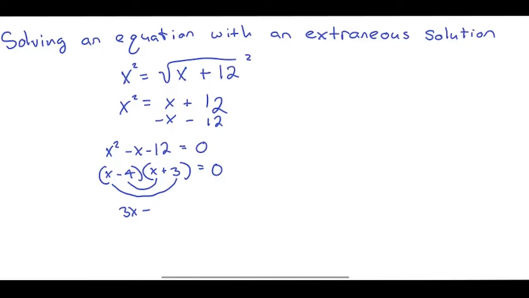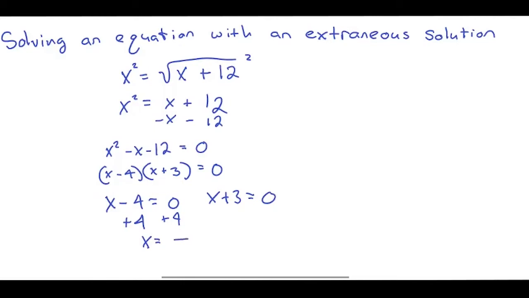All right, so now I'm going to solve for x. I have to make two equations: x minus 4 equals 0, and x plus 3 equals 0. Well, I'm going to add 4 over here, so x equals 4. I'm going to subtract 3, so x equals negative 3.